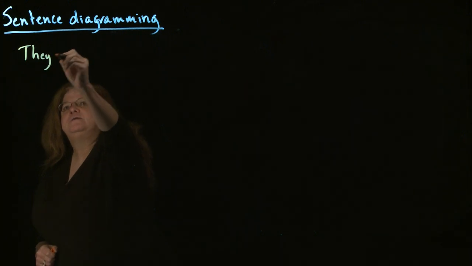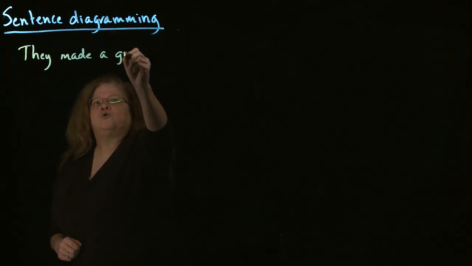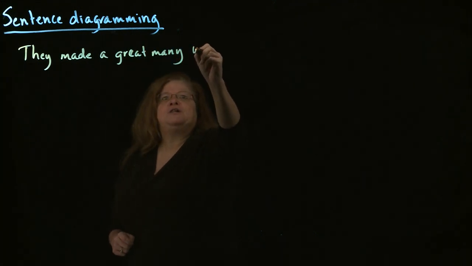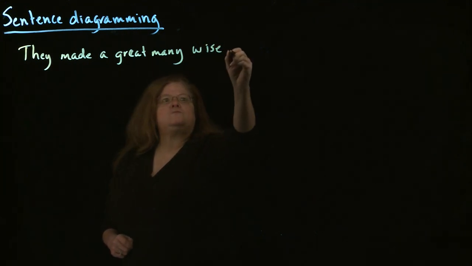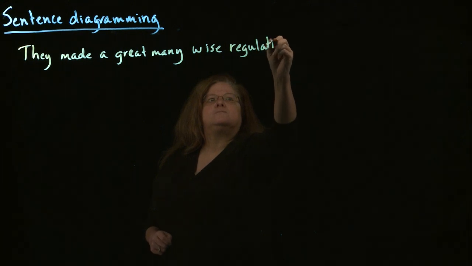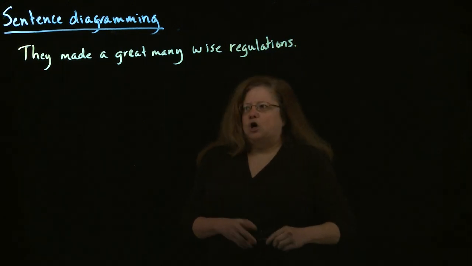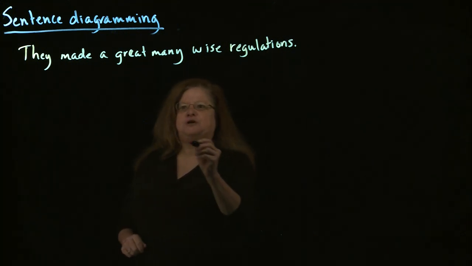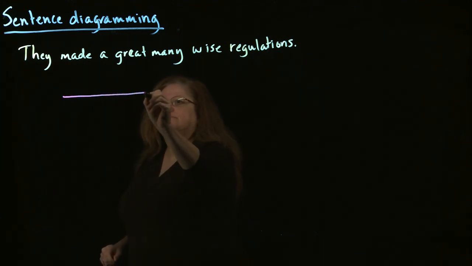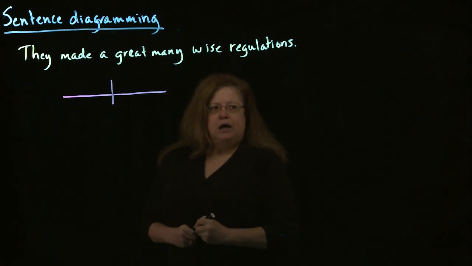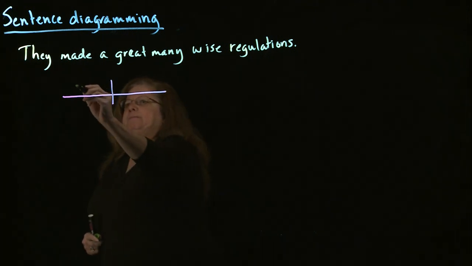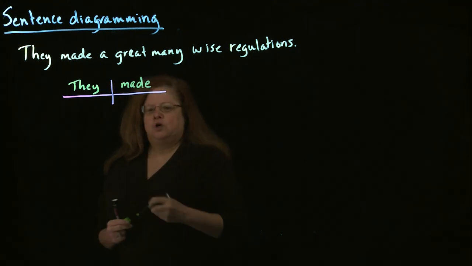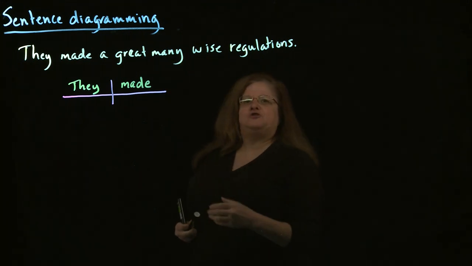They made a great many wise regulations. So, once again, we want to look at this sentence, and we start by finding the core of it, our subject and our verb. And what we see is our subject is they, and our verb is made. So then we're left with the question, what are we going to do with the rest of this?